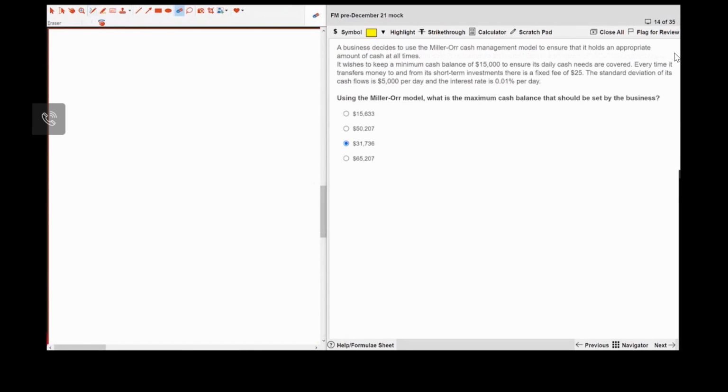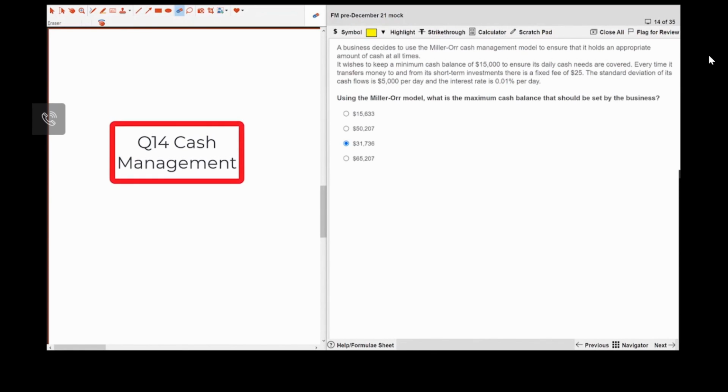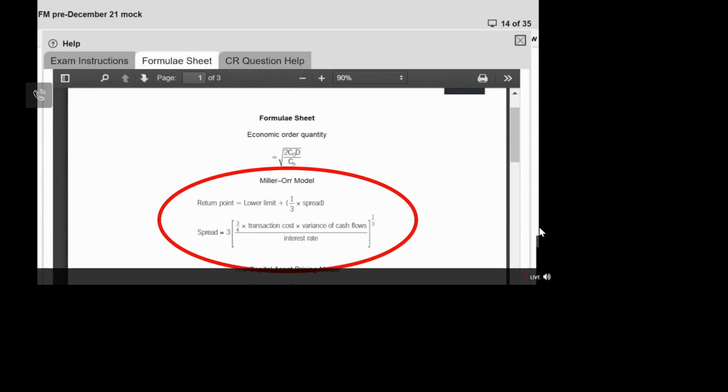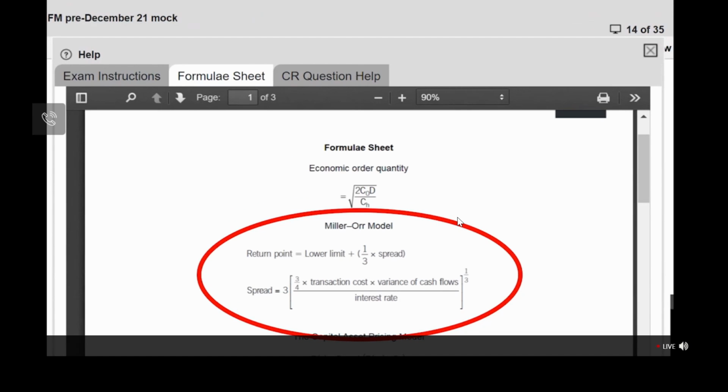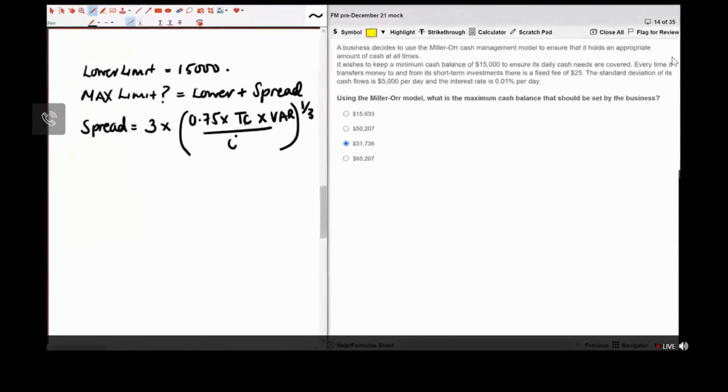So we're now on question 14, and this is from the cash management part of the syllabus. You're being required to use the Miller-Orr model. Now the Miller-Orr model, lower limit plus 1/3 of the spread. Now we were given our lower limit in that question. It was 15,000. The question asked us to find the maximum point, which would actually be the lower limit plus the spread. And the spread is there for you to use those variables given in the question to calculate it. So let's show you how to use that formula. I've written out the formula for you, and now we're going to complete it.